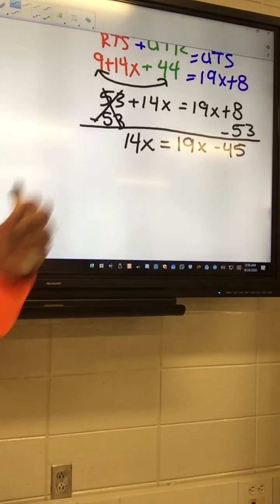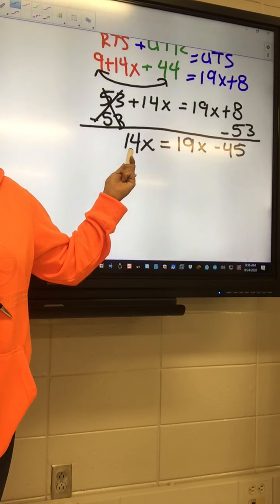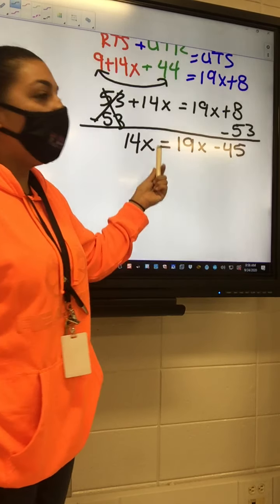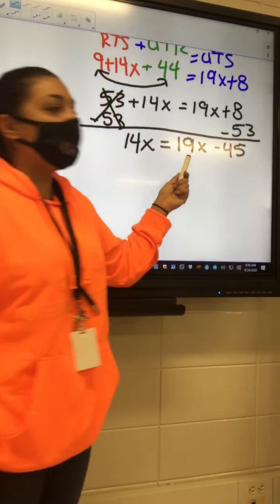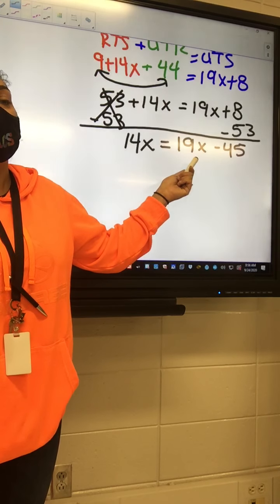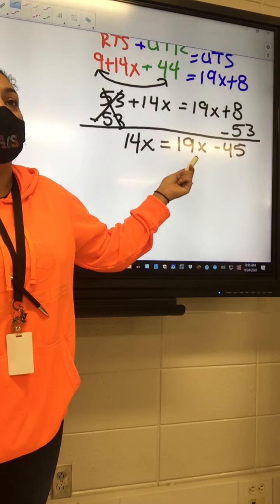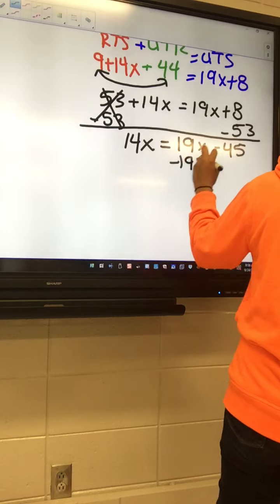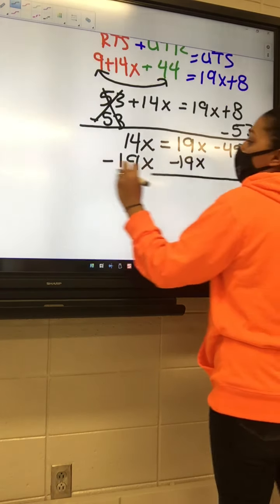Okay, so let's just look through it one by one. Is this a letter or a number, 14x? It's a letter. It has a letter in it. So where do letters go? On the left. Okay, so now we hit our equal sign, so we're on the right side. Is it 19x? Is that a letter or a number? It's a letter, so it goes on the left. So how do I move a plus 19? We have to minus 19x. Minus 19x.